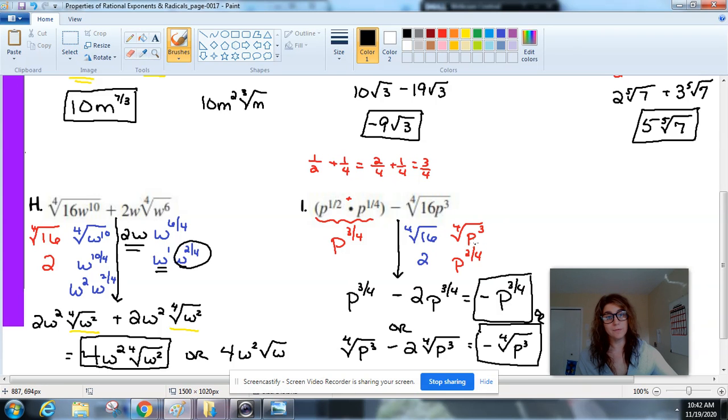Okay, so hopefully that helps you out with your adding and subtracting, and you even got in a little review on how to simplify those radicals.